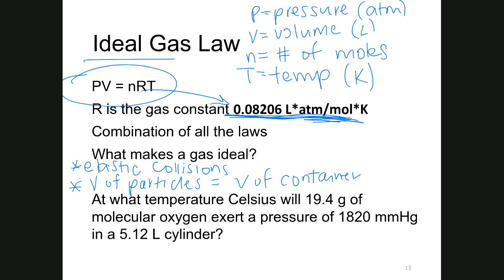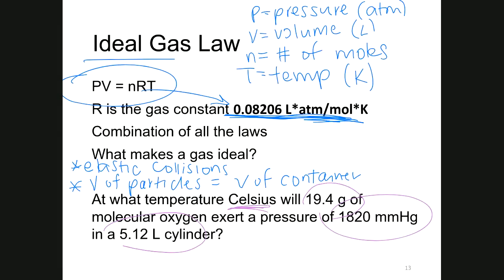So we can look at this example. At what temperature in Celsius? So we're looking for T, specifically in Celsius. We have 19.4 grams of oxygen with a pressure of 1820 millimeters of mercury and a volume of 5.12 liters.